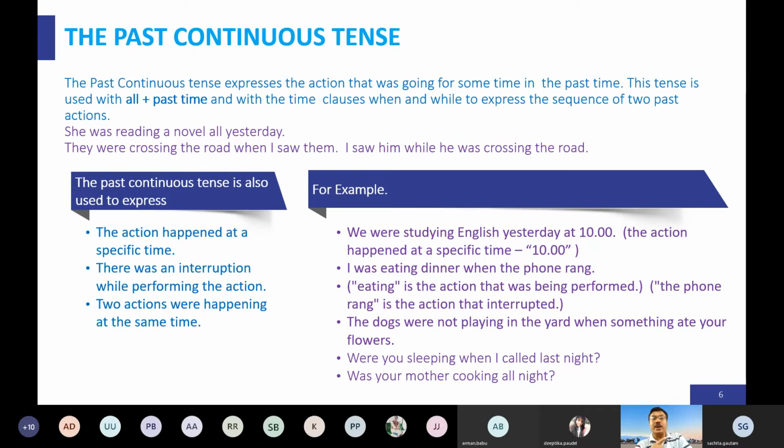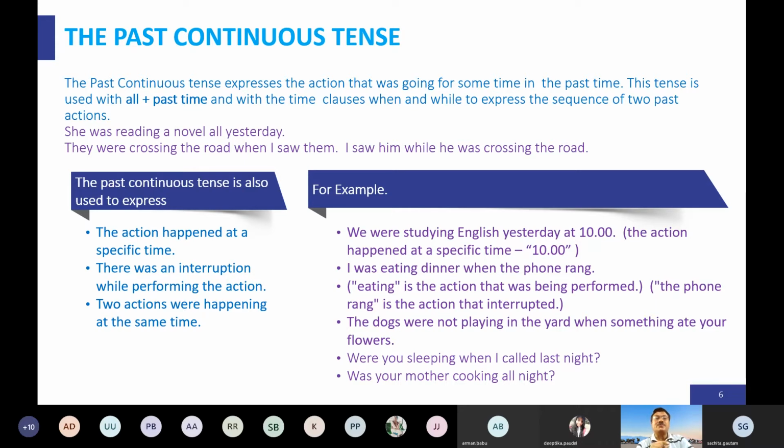You notice where "when" is used and where "while" is used. Can you tell me what you noticed, the use of when and while? Anyone please? You must notice this thing. Can anybody say? Try. Look, when I saw them, while he was crossing the road.